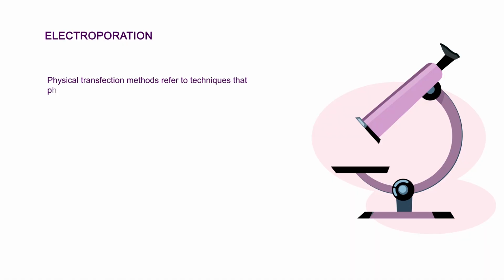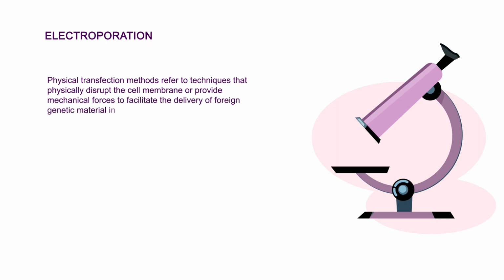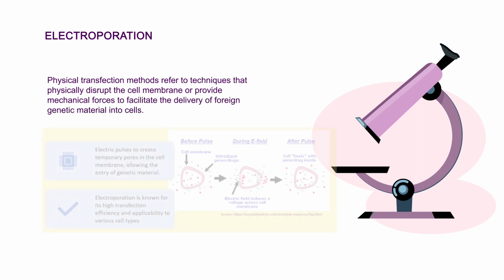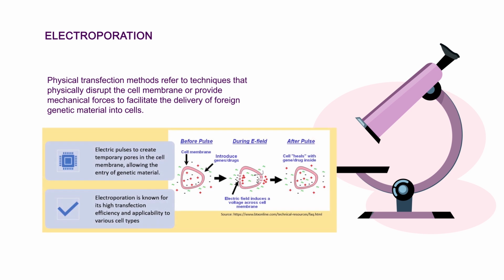Electroporation is a physical transfection method that uses electric pulses to create temporary pores in the cell membrane, allowing the entry of genetic materials. Cells are mixed with the desired DNA or RNA molecules and electroporation buffer and subjected to brief electric pulses using a specialized instrument. These pulses disrupt the cell membrane, enabling the efficient uptake of genetic materials. Electroporation is known for its high transfection efficiency and adaptability to various cell types.